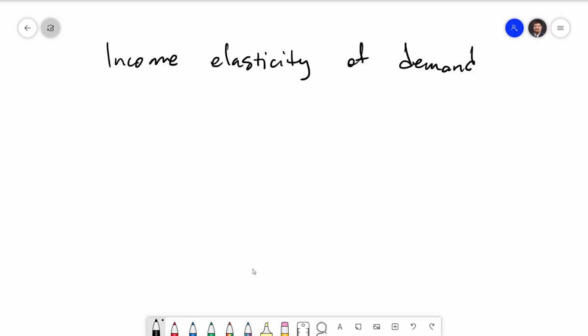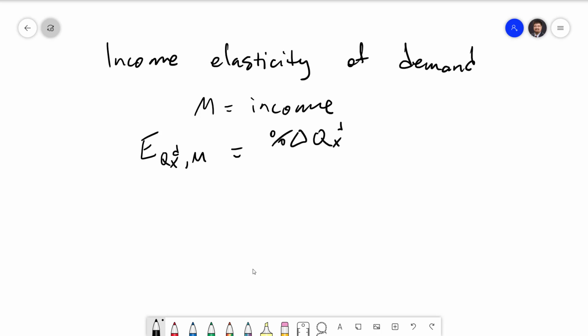Our next topic is the income elasticity of demand. This tells us the responsiveness of the quantity demanded to changes in consumer income. We often use the variable M to represent income. Mathematically, we define the income elasticity of demand for good X as the percent change in the quantity demanded of good X divided by the percent change in income. Once we divide this out, this is going to tell us what is the percent change in quantity demanded resulting from a 1% change in income.